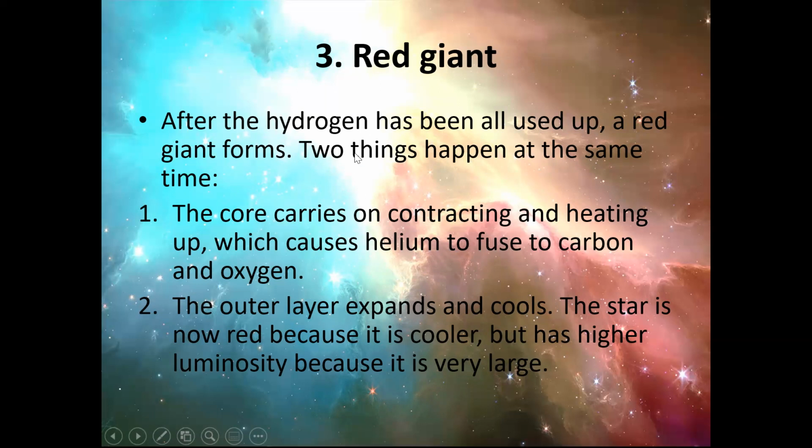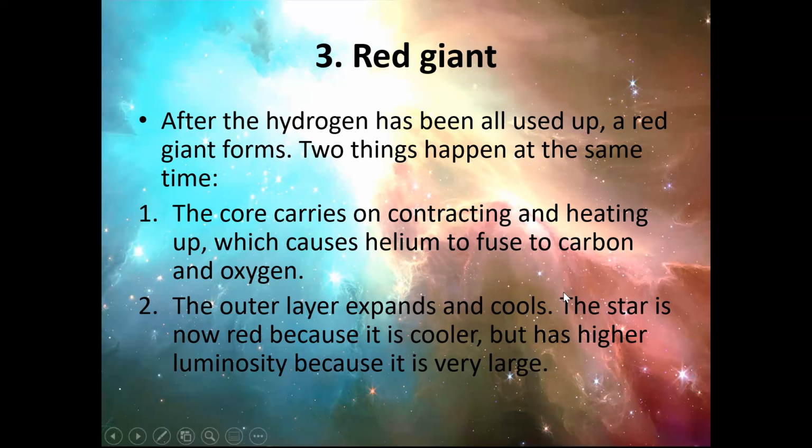Two things can happen at the same time in this case. So the core carries on contracting and heating up, as I said, because you've got more of a pressure of gravity pushing it inwards. It will heat up even more, and that heat means that helium will fuse basically up to carbon. So hydrogen, helium, lithium, beryllium, boron, carbon. We'll keep fusing all of those as it happens. So the other layers expand and cool. Basically the star is now red because it is cooler.